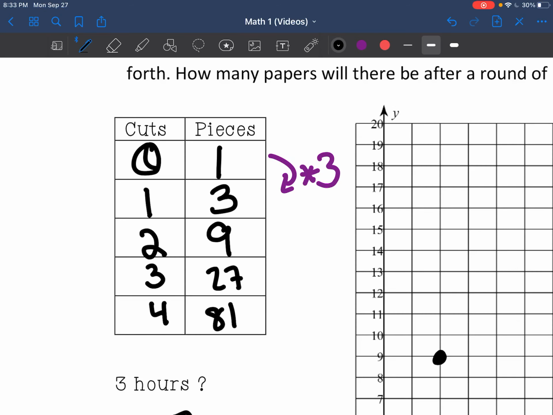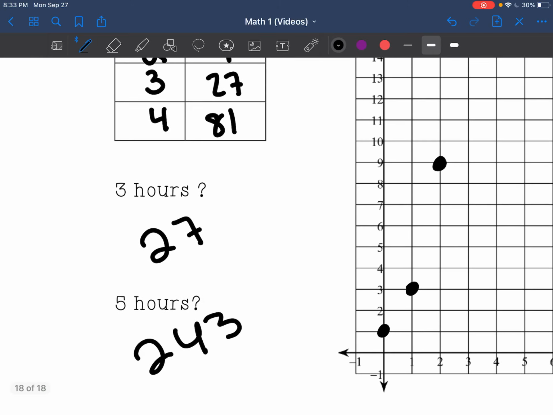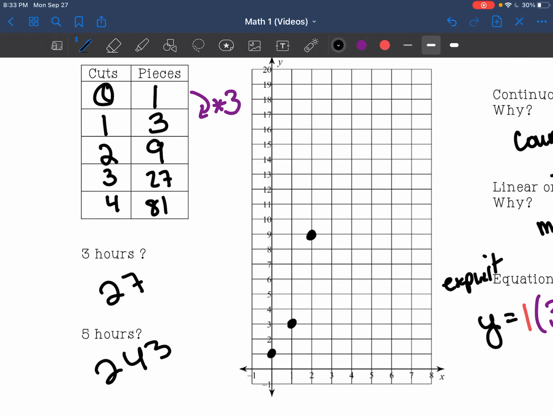All right, so here's how your table should look if you multiplied by 3 down your table. At 3 hours, we had 27. At 5 hours, we had 243. When you graph, it should look something like this. You should only be able to do the first 3 dots here, because after that, it has 27. Well, we can't graph to 27 because our graph only goes up to 20.